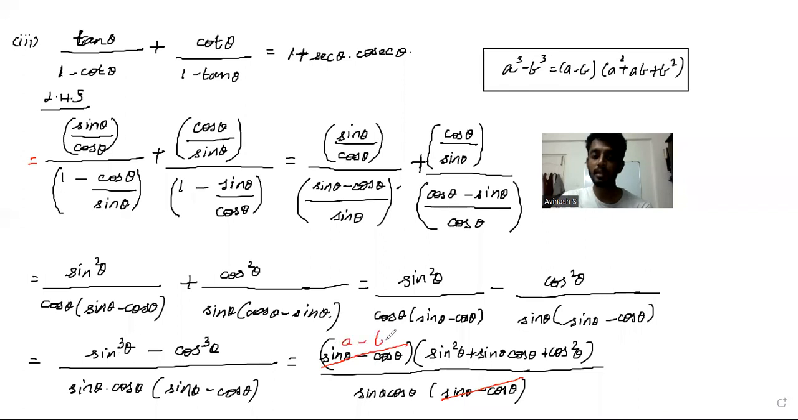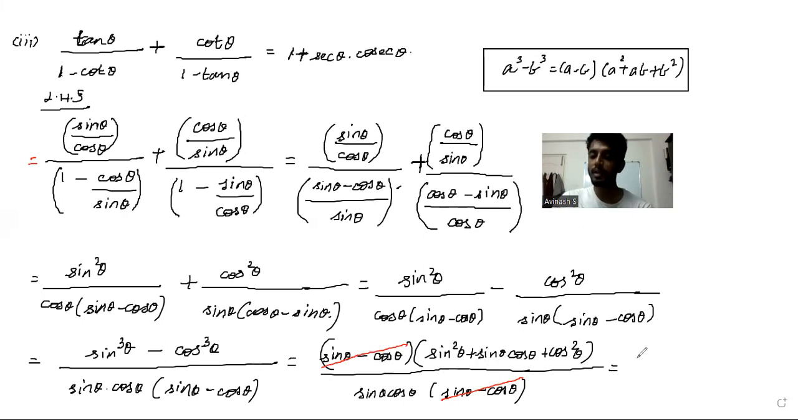Now this is a minus b. This is a square plus ab plus b square. We have applied this formula here. So a is sin theta and b is cos theta. Now, after expansion, in the denominator sin theta minus cos theta and the numerator sin theta minus cos theta will get cancelled, leaving us with this.